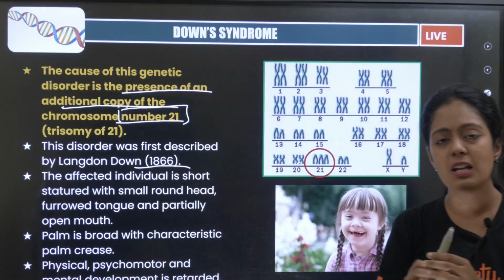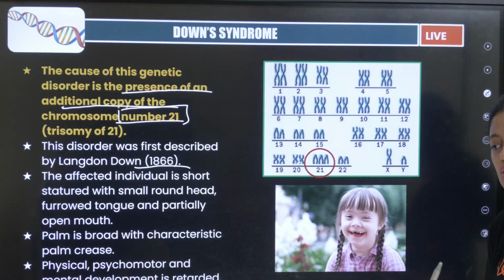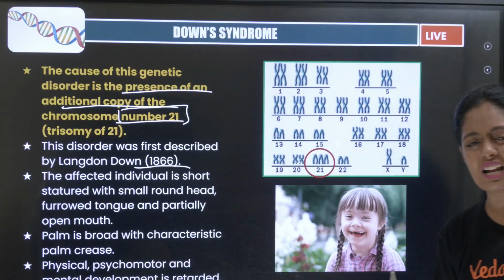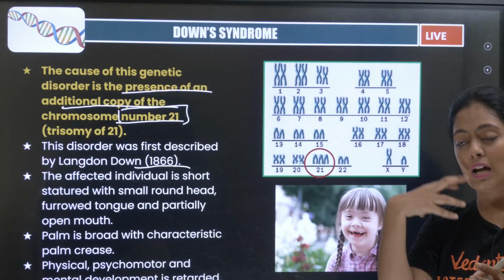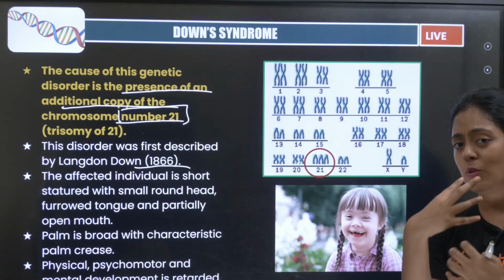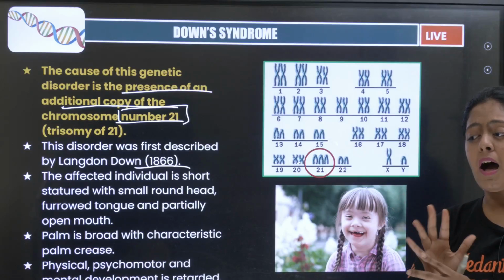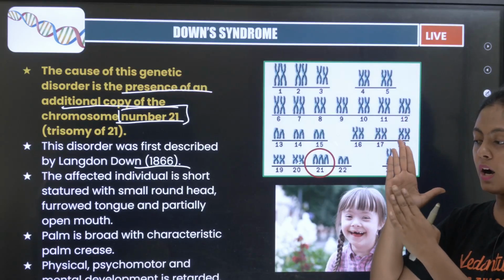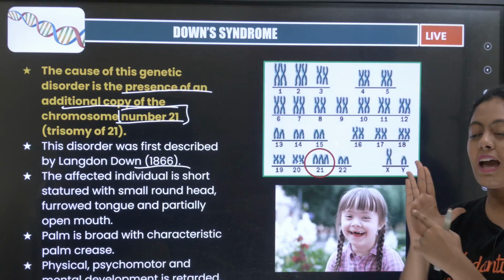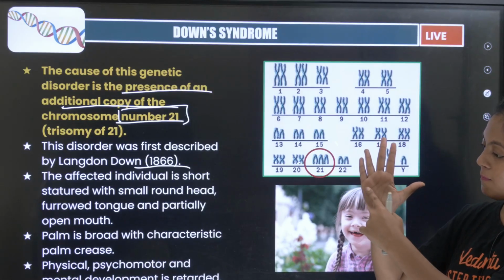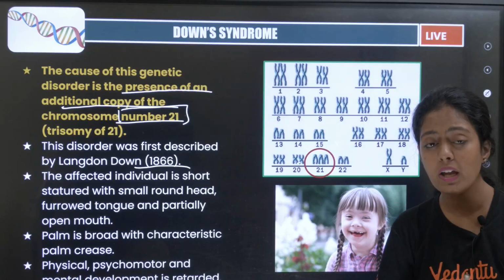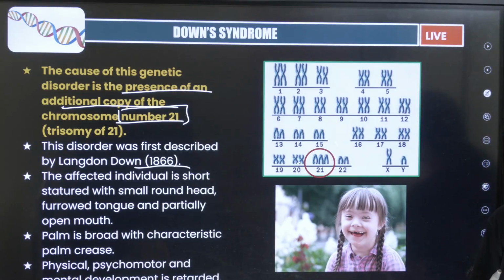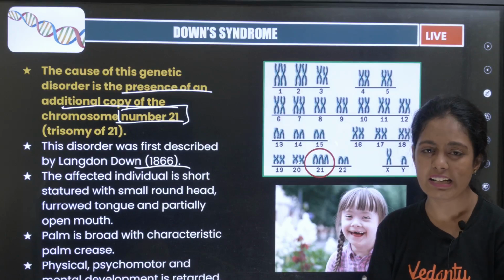Okay, the affected individual's symptoms are very important. Short stature, mentally retarded, small flat round head, furrowed tongue and partially open mouth. Their mouth will usually be open. The palm is broad. This palm will be very broad, and they will have a characteristic palm crease. Does all of us have this? They will have a palm crease which is straight. Okay, the physical, psychomotor and mental development is highly retarded.